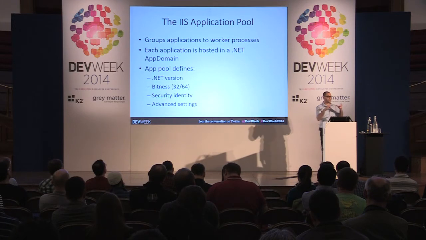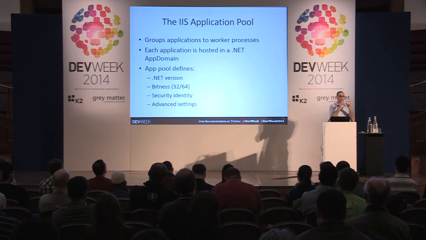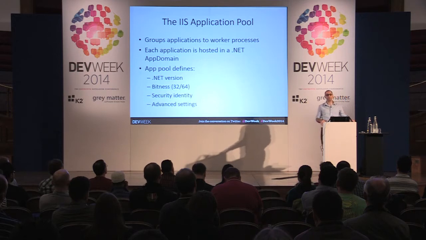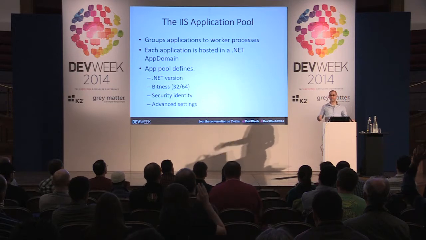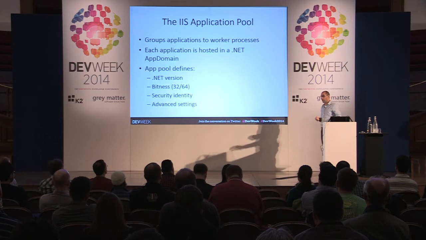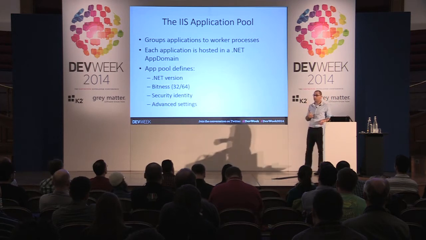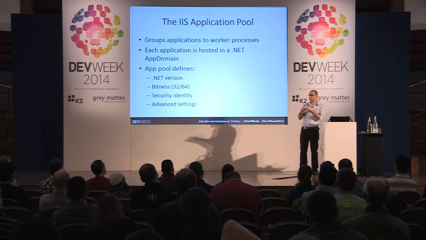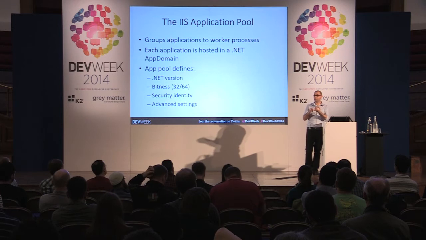It also defines the identity of the user running the executable. How many people are familiar with the user called application pool identity? Yeah, that's a new feature of IIS 7. Up to IIS 7, we only had the default built-in users of the operating system, network service, local system, or using a local domain user.